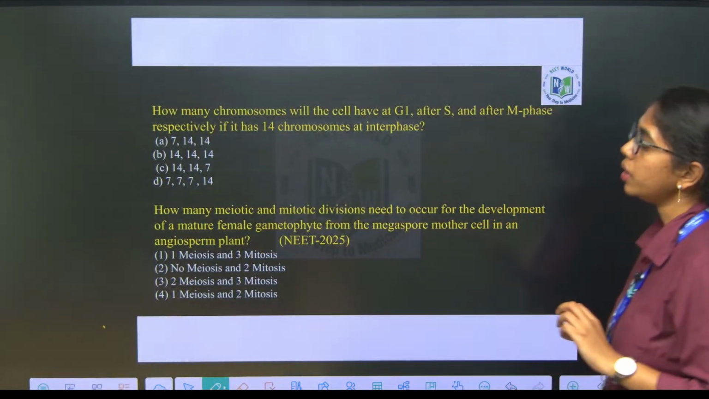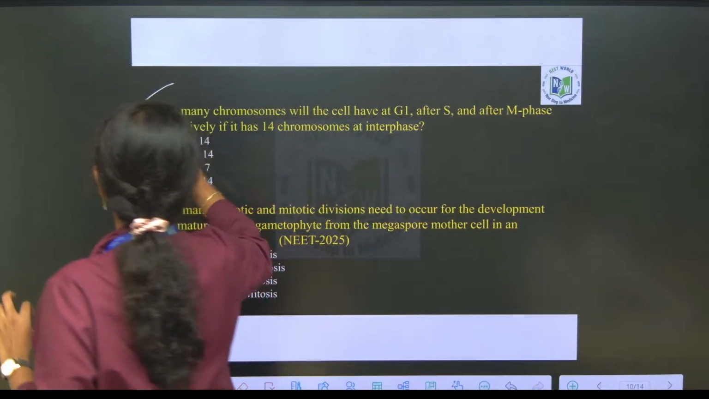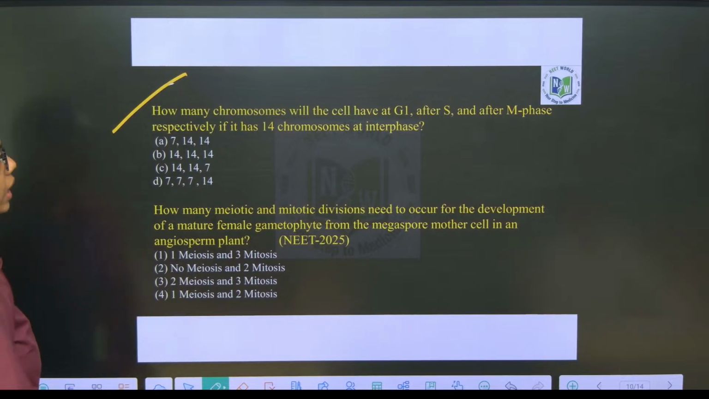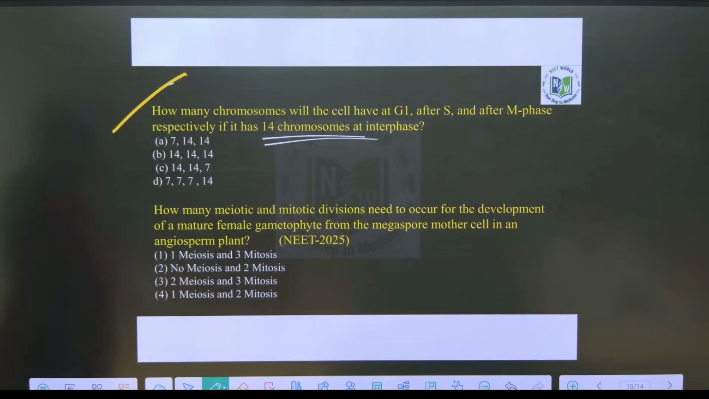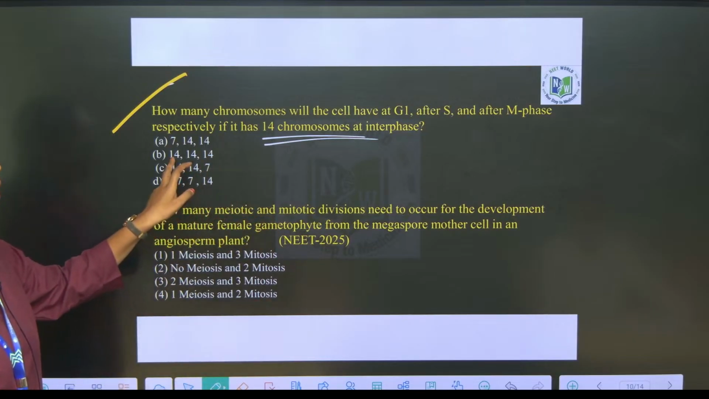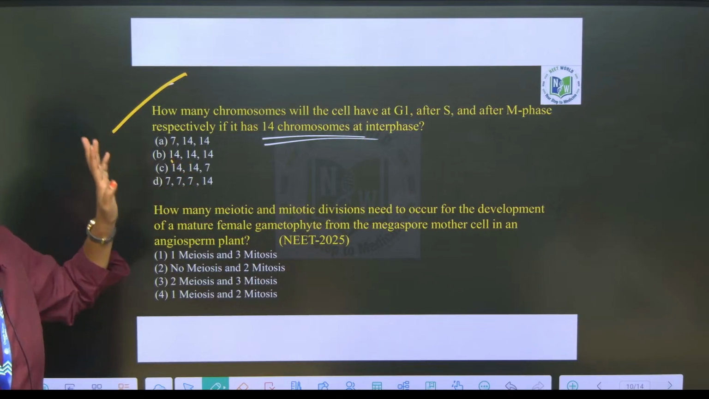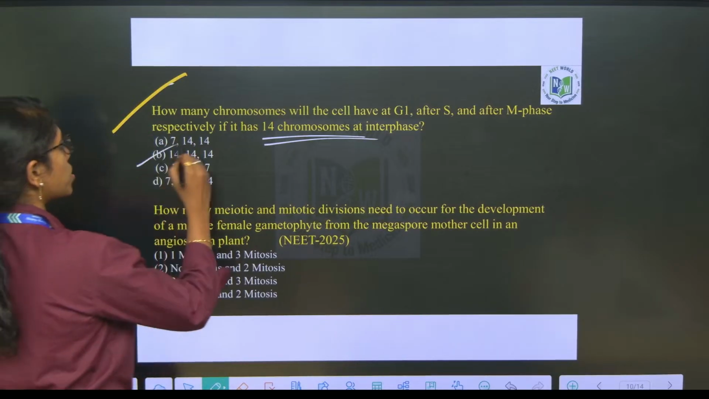Next, here you see how many chromosomes will the cell have at G1, after S, after M phase respectively, if it is having 14 chromosomes at the interphase. Same, right? Yes, because chromosome number will not double, it will be the same. It is only DNA that is getting doubled in the S phase. So, here our answer is option B.